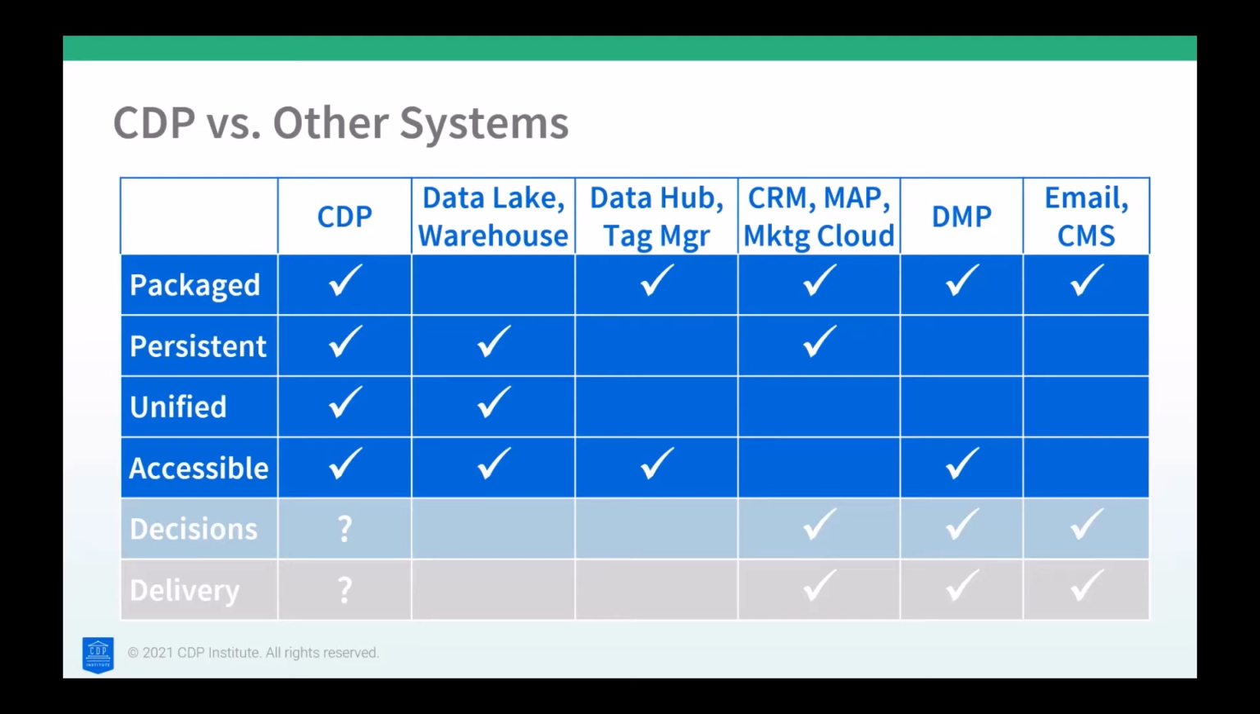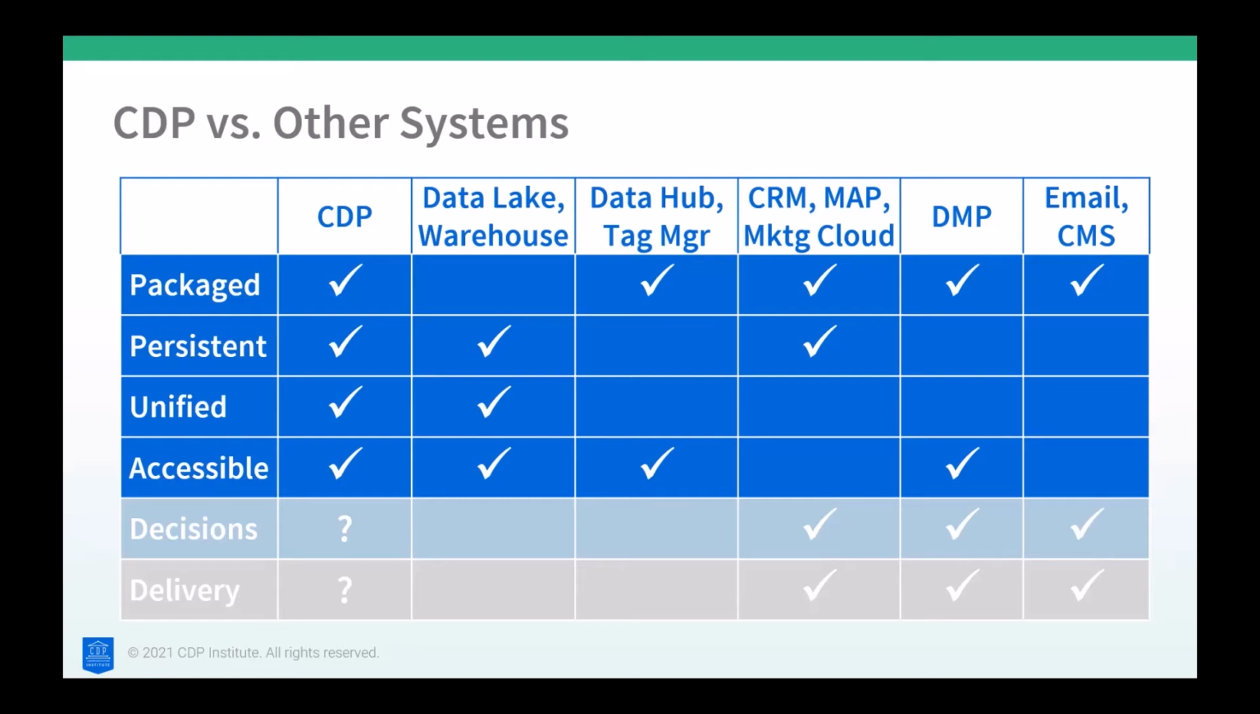And it pulls in data, but then it just turns around and pushes it out someplace else. It doesn't really store the data, so it's not persistent. And of course, since it doesn't store it, it can't really unify it. You almost surely have a CRM system or marketing automation system, maybe one of the big marketing clouds that does all kinds of things. Those are packaged and they do store data, but they don't store all the data. They really mostly store the data that they generate internally. And since they don't have all the data available, they can't create a unified profile.